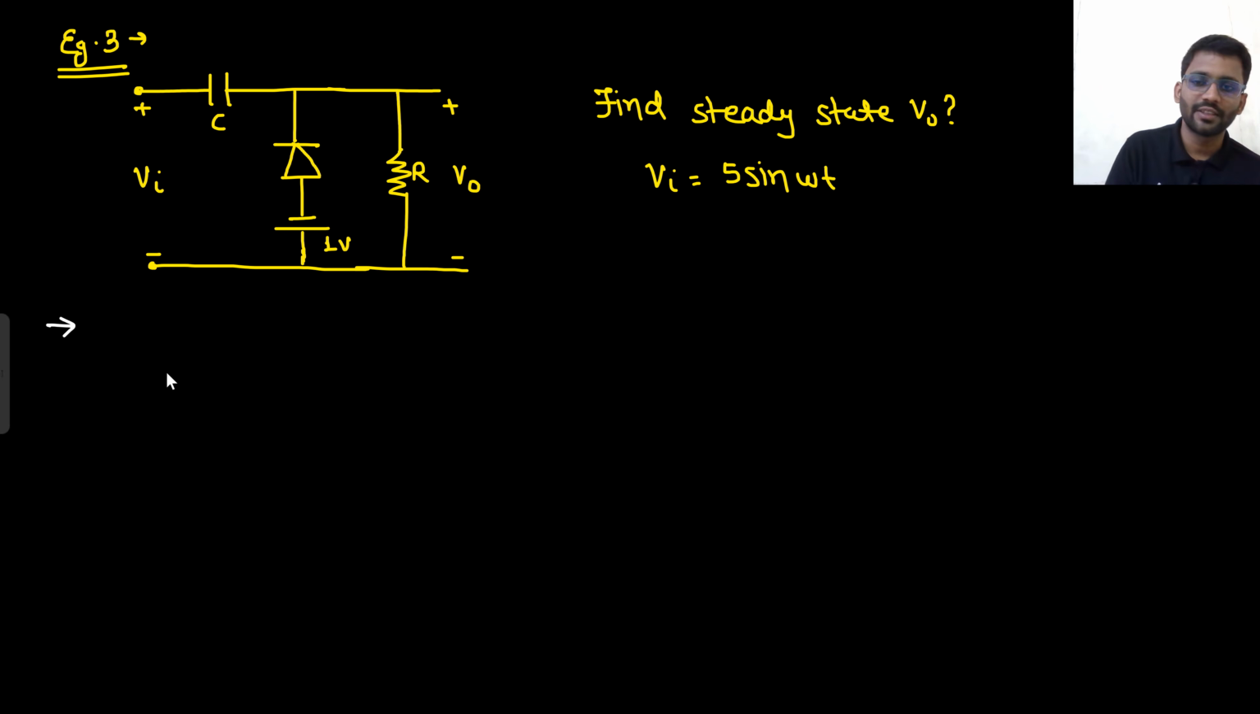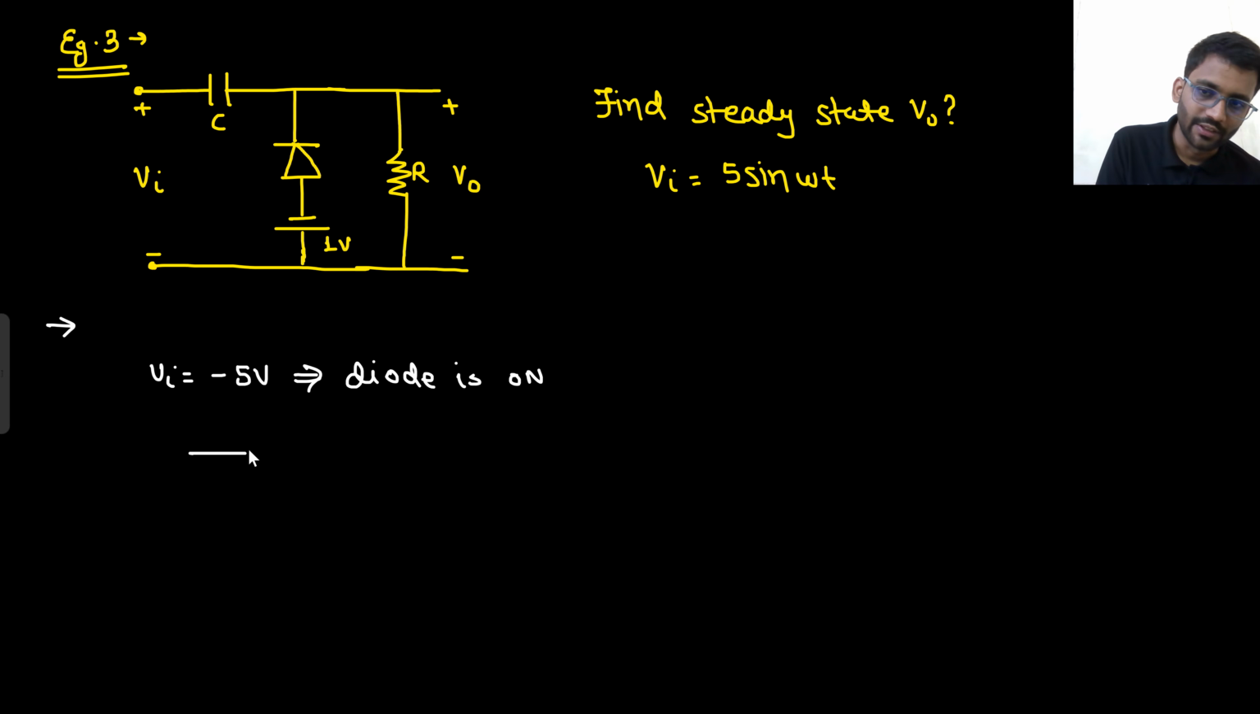So when Vin is equal to minus 5 volt, the diode is on. Diode will be on when Vin is equal to minus 5. We just need to find the capacitor voltage, and that we can find.